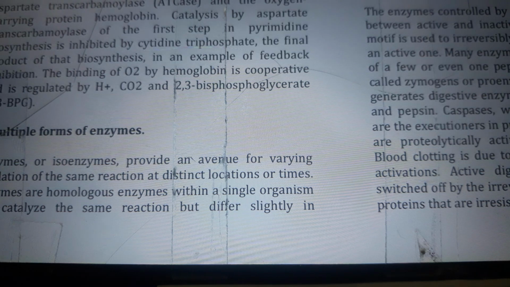Catalysis by aspartate transcarbamylase of the first step in pyrimidine biosynthesis is inhibited by cytidine triphosphate, the final product of that biosynthesis, which is an example of feedback inhibition. The binding of O2 by hemoglobin is cooperative and is regulated by H+, CO2, and 2,3-bisphosphoglycerate, 2,3-BPG.